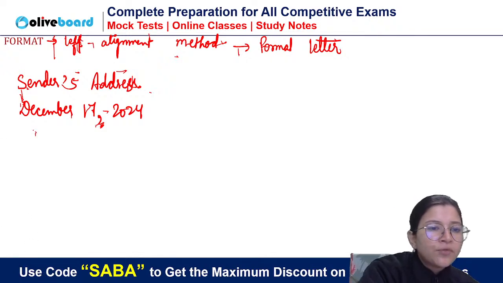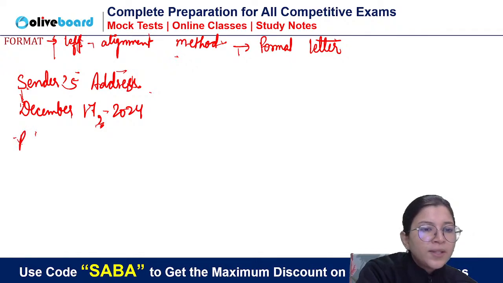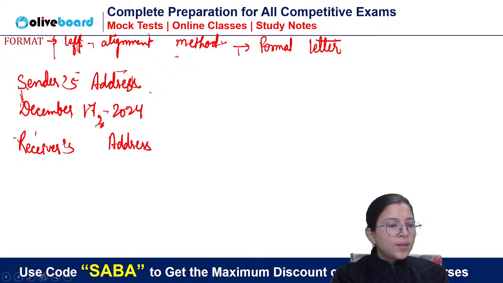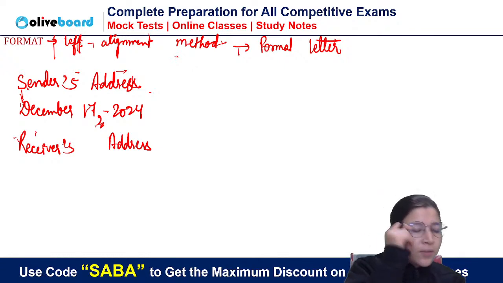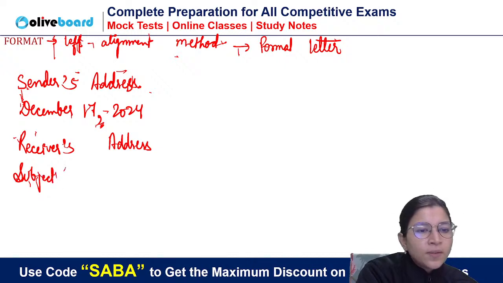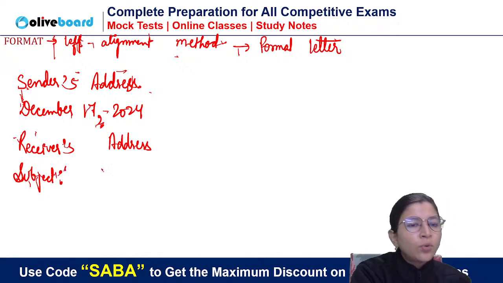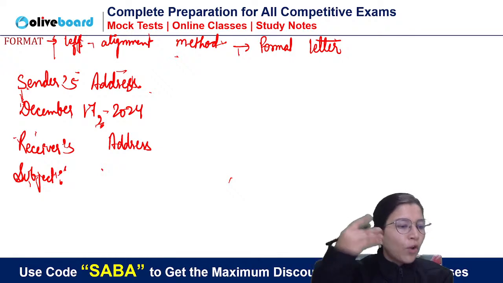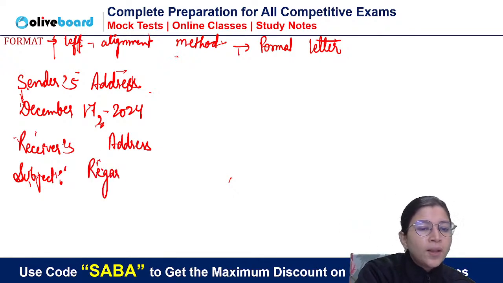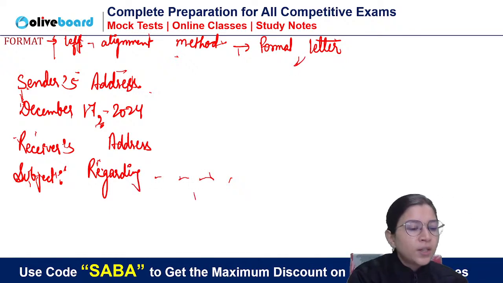Then after the sender's address will come your receiver's address. In the receiver's address, do not write 'To', simply the manager, the editor, whatever is there. Sender's address, date, receiver's address. After the receiver's address, you will write your subject. In the subject, you can simply write regarding dash. So whatever is the question, put regarding and start writing the subject. If you don't know anything about the subject, the simple way is to write regarding and whatever the letter is about, just write that statement here.